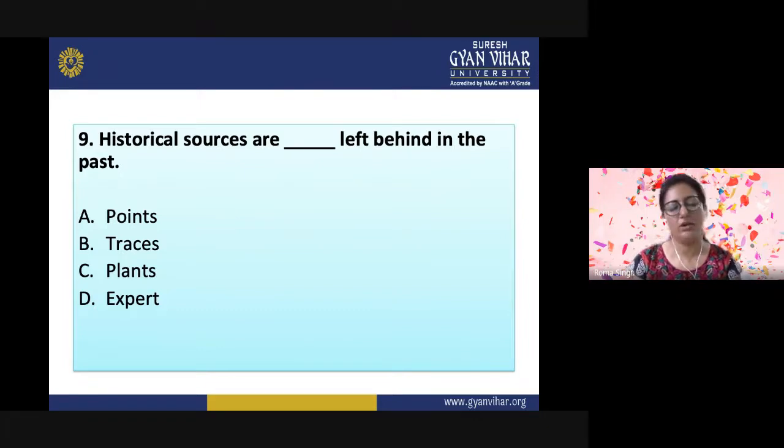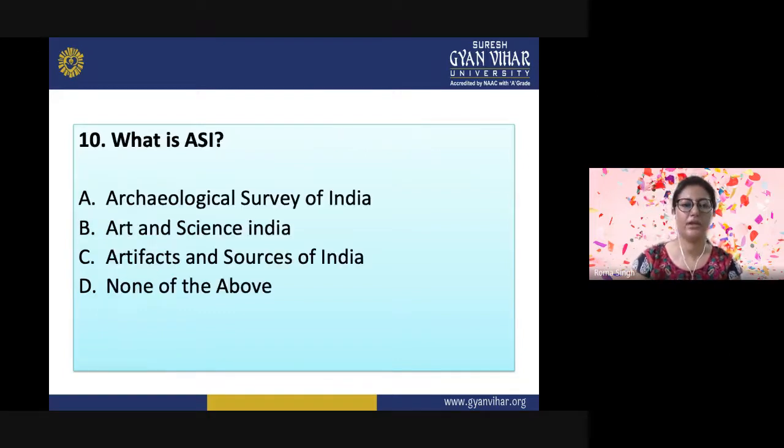Question number 9 is historical sources are dash left behind in the past. What are these? Options are points, traces, plants, or expert. So the correct answer is traces, because historical sources are the traces which have been left behind in the past to study history. Next question is what is ASI?